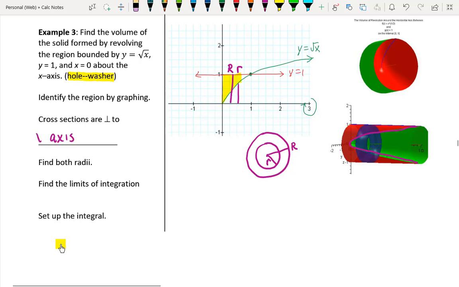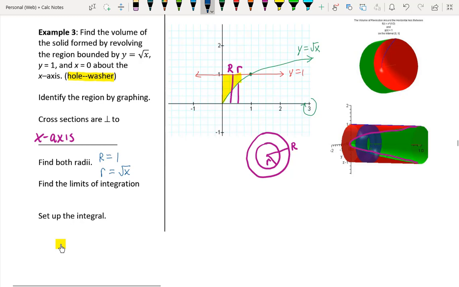If I can draw this here, x-axis. We want to find both radii, so capital R here, our big R, is going to equal 1 take away 0. So again, hopefully you can see that very easily there. Our capital R is 1. And then our lowercase r is the distance from the function that's closer to the x-axis. So our little r is the square root of x minus 0.